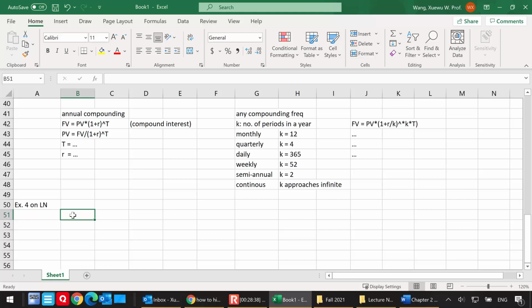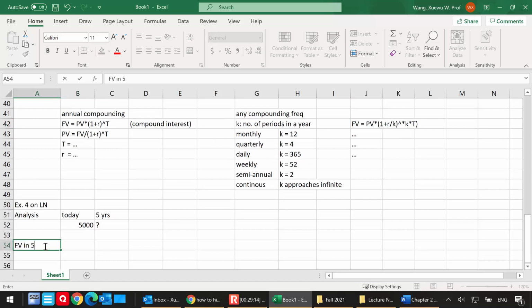So really, the analysis here is very simple, but just to encourage you into developing this good habit, I'm going to look at today, and I'm going to look at 5 years from today. These are the two time points, and there's a cash flow here, 5,000. This is asking how much this person is going to have in 5 years, and the compounding frequency here is quarterly. Interest rate is 12%. So we're looking at this equation here. So future value in 5 years.